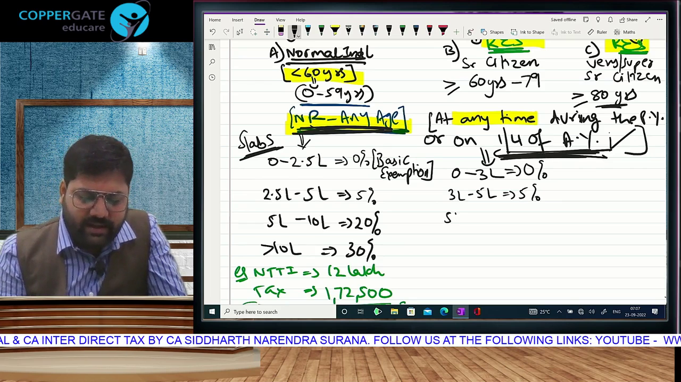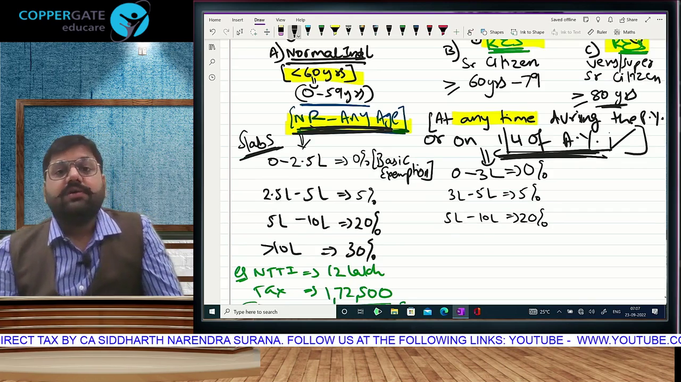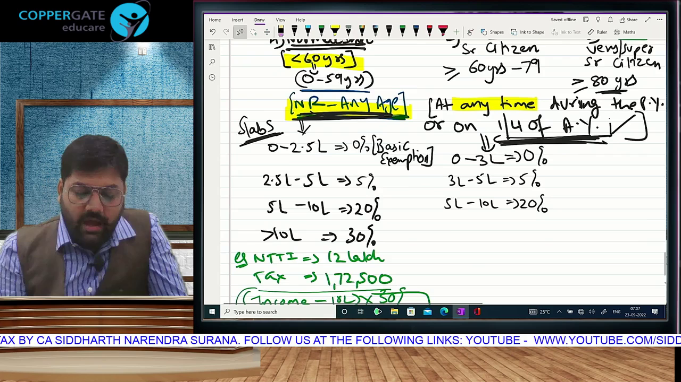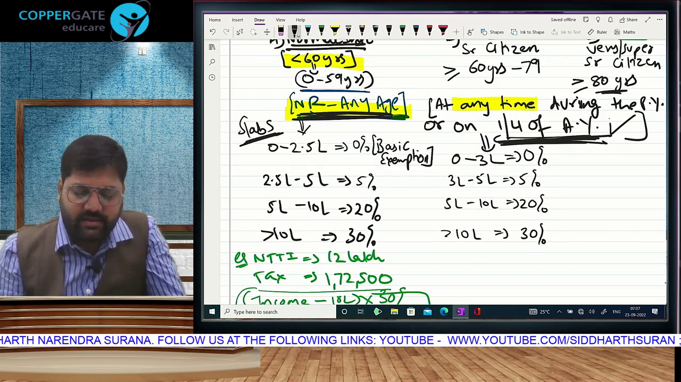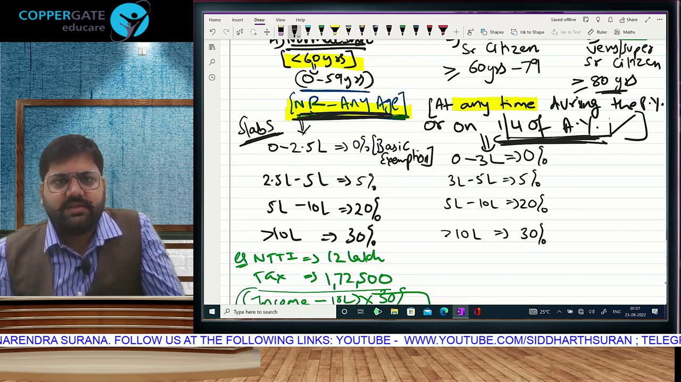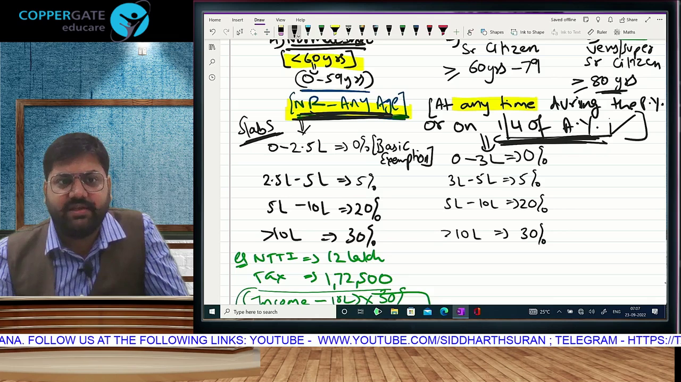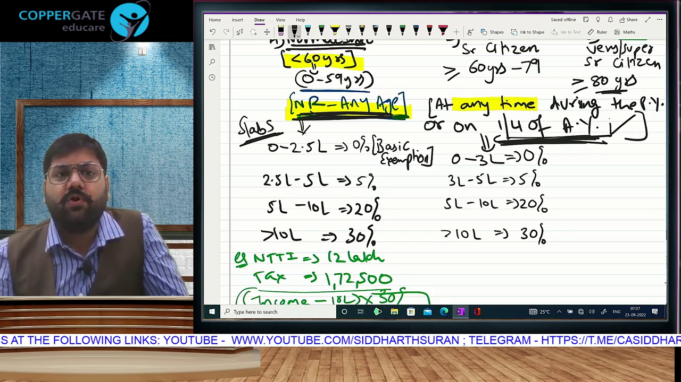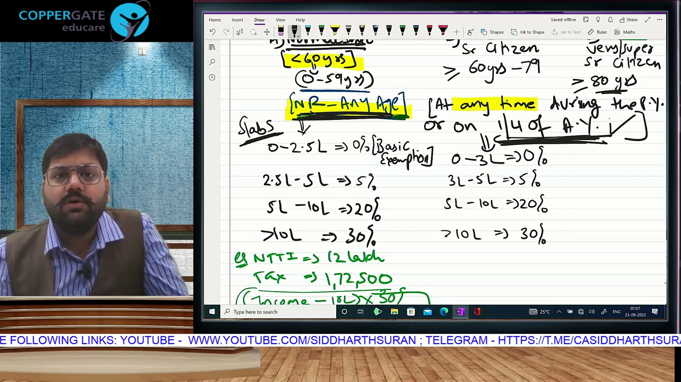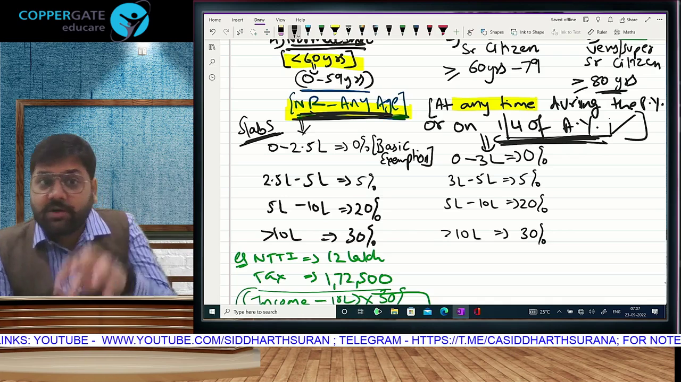Same is the case of senior citizen. Between 5 lakh and 10 lakh, 20%. Same is the case of senior citizen. After you cross the threshold of 10 lakh, you pay tax at 30%. Same is the case of senior citizen. The only change that you observe in tax calculation of senior citizens is that their basic exemption is enhanced from 2,50,000 to 3 lakh rupees. That's the change. And what will be the impact?